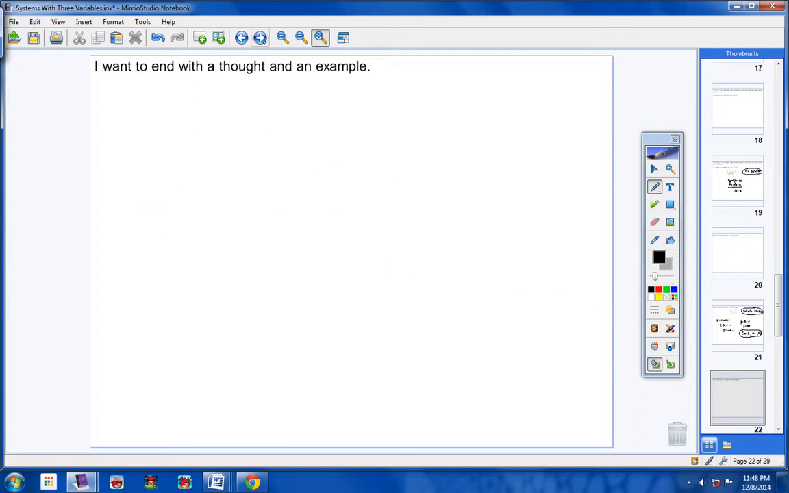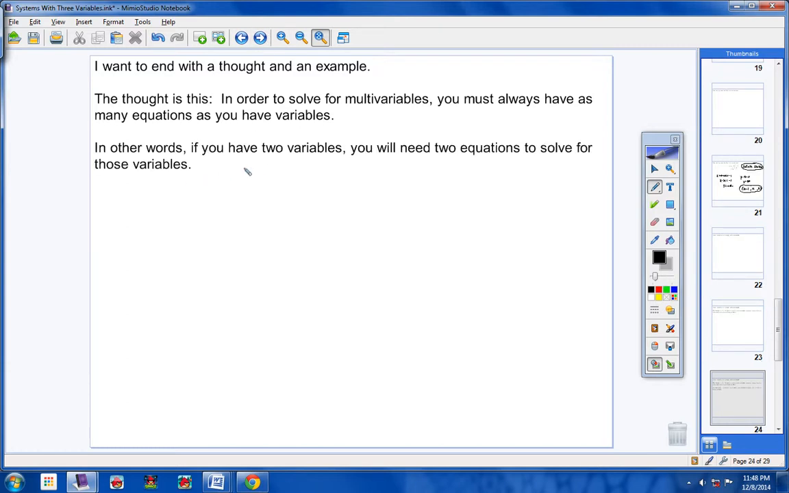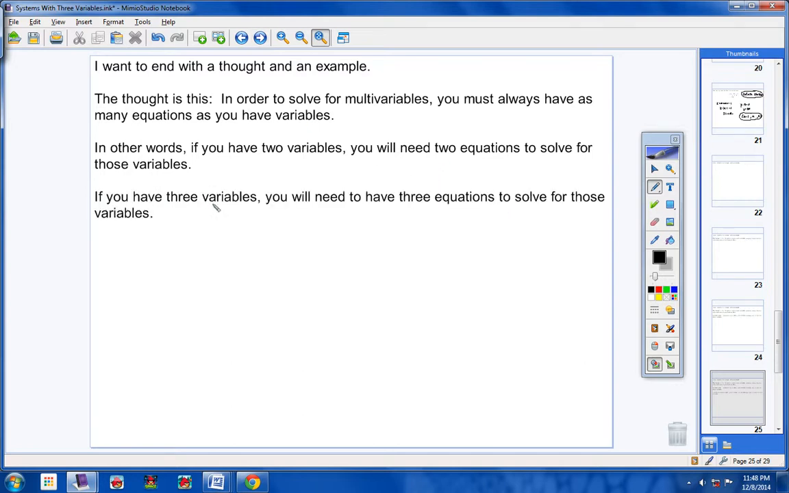Alright, moving on. Now I want to end with a thought and an example. The thought is this, and you can write this down if you want to, it's up to you. In order to solve for multiple variables, you must always have as many equations as you have variables. In other words, if you have 2 variables, you need 2 equations. If you don't have 2 equations, you can't solve the problem. If you have 3 variables, you need to have 3 equations. If you don't have 3 equations, then you can't solve the problem.